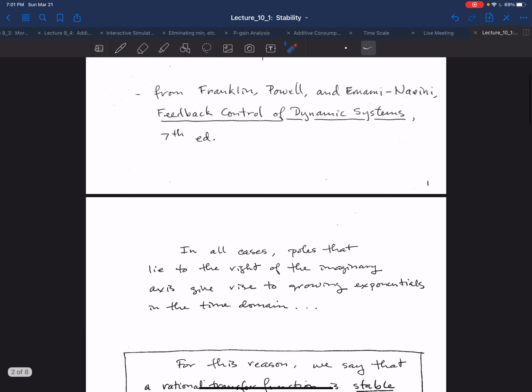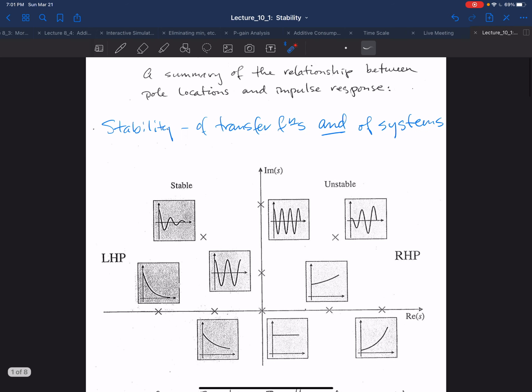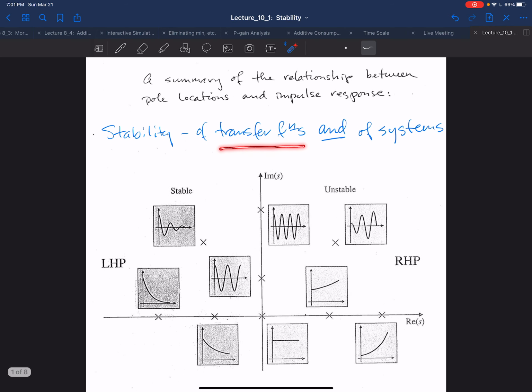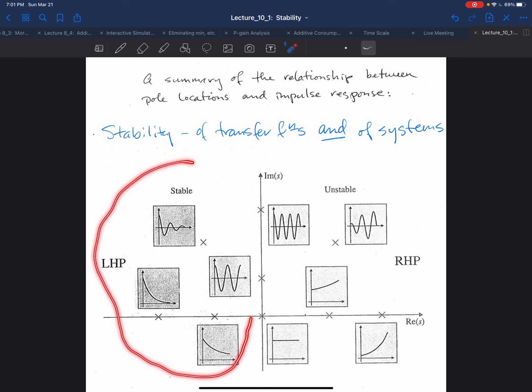So just to recap, we defined two notions of stability. One was stability of a transfer function, and the second was stability of systems. We said a transfer function was stable if all of its poles lay strictly to the left of the imaginary axis. So all of the real parts of all of its poles were strictly negative. And we've just seen that a system is stable in the sense that every bounded input gives rise to a bounded output, so BIBO stable, if and only if its transfer function is stable and, in addition, its transfer function is proper.